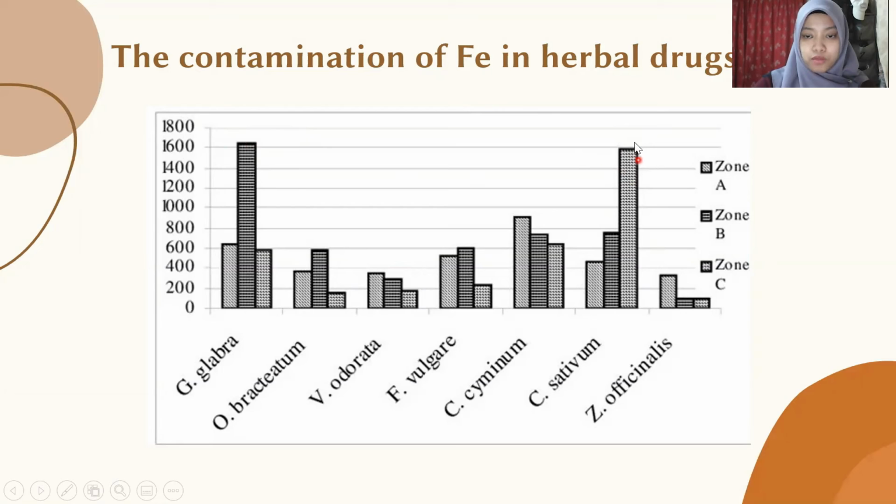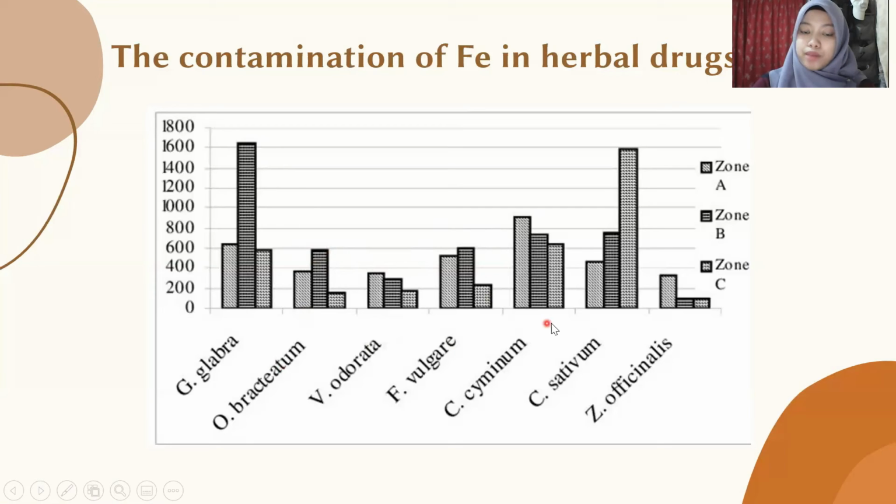The second highest is the concentration of iron in C. sativum, which comes from zone C. The iron contained here is around 1600 microgram per gram, which is almost the same as the concentration in G. glabra. These two showed almost the same concentration for the O. bracteatum and F. vulgare, where the concentration here is around 600 microgram per gram.